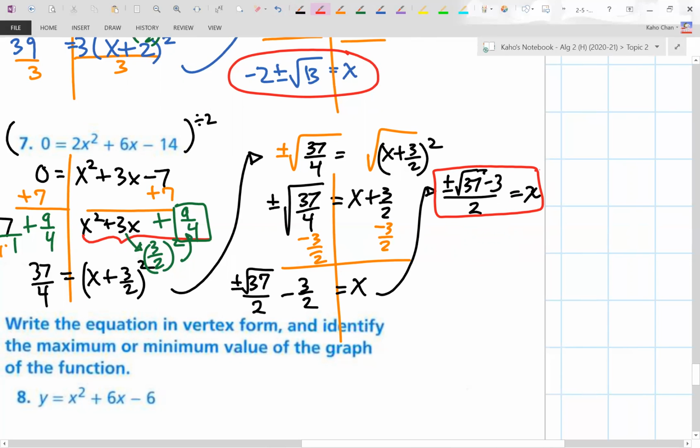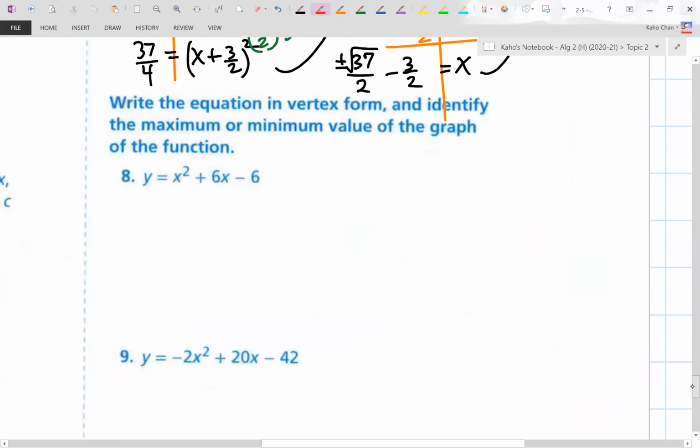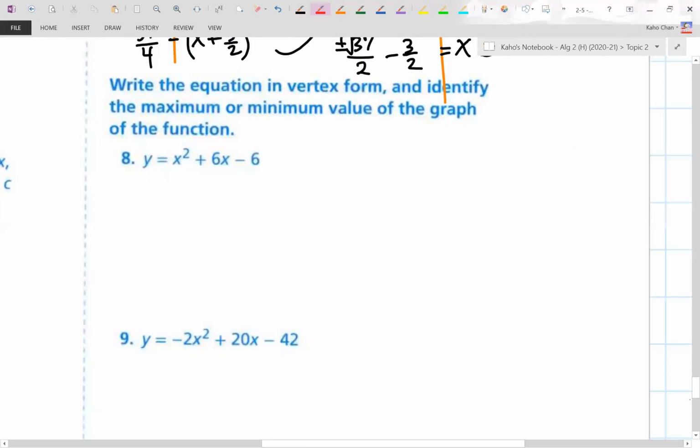All right. Whew, this is a long section. Any questions about number 7? Let's move on to number 8, where we're converting it from standard form to vertex form. Wish me luck. Here we go. Give yourself a little space. Bam. Leave the -6 on that side. We're not solving anything. We just want everything on one side of the equation.